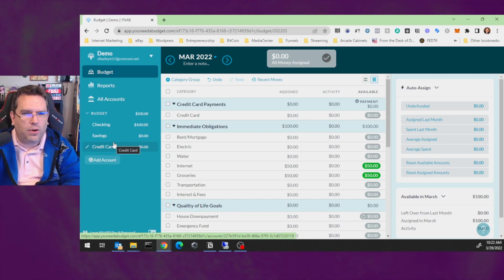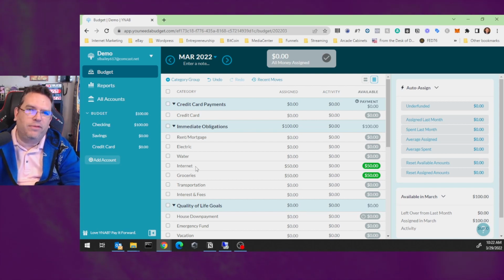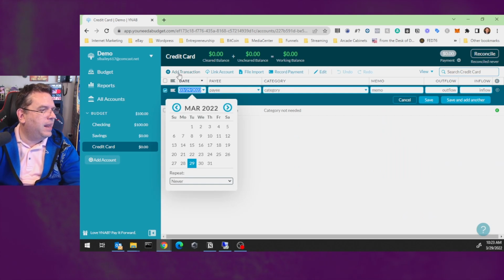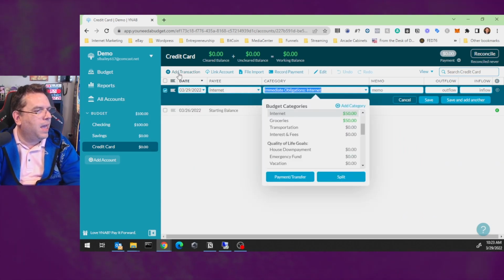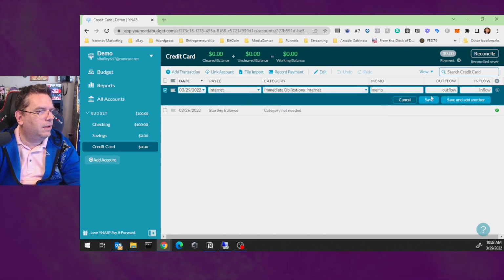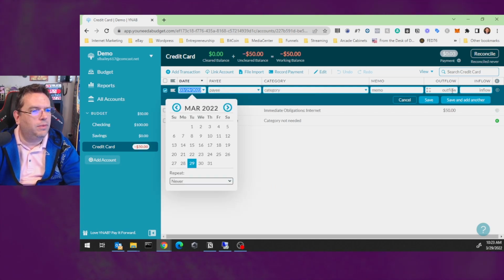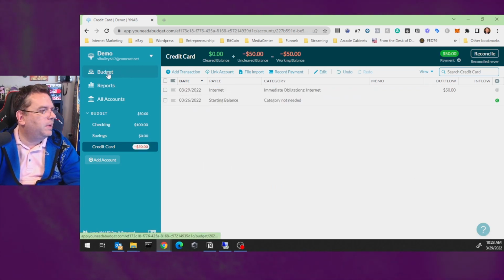And the way YNAB works is when I spend money on internet, regardless of whether I pay for it cash or whether I pay for it on a credit card, money is still leaving my life going to internet and to groceries. So I'm going to show you that when I go to the credit card and I add a transaction, and I'm going to call it internet, and I'm going to make it for the internet, I'm going to record an outflow of $50. Let's take a look at what that does to the budget.